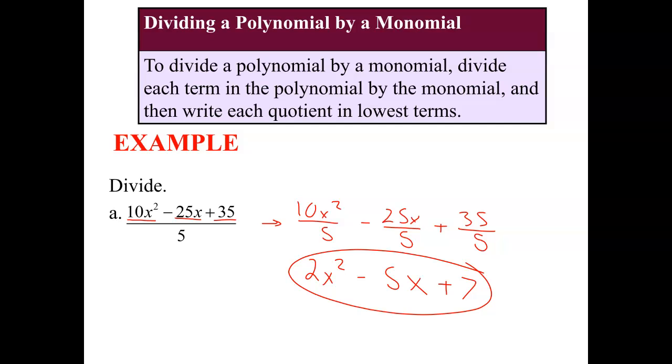Whether we have just a coefficient or a constant, or a more complicated monomial with coefficients, variables, and exponents, it's still that same process. So looking at B, I want to take each term in the numerator and simplify it with the denominator. So 4x to the 4th over 4x to the 3rd leaves me with what? Just x.